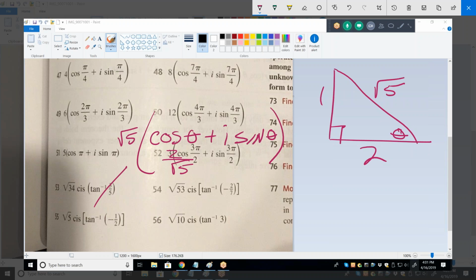What quadrant are we in? We are in the 4th quadrant. Okay. Plus I times -1 over root 5, because the sine is negative. So our final answer? 2 minus i. Perfect.